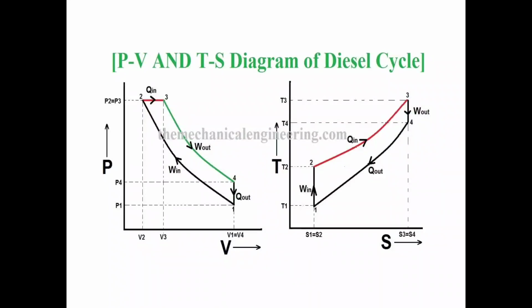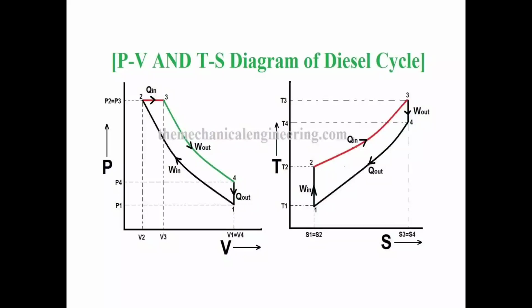In this operation, the air is compressed isentropically from condition 1 to condition 2. Heat is supplied to the compressed air from an external source at constant pressure, which is represented by the process 2 to 3. The air expands adiabatically until it reaches condition 4. The heat is rejected by the air to the external sink at constant volume until it reaches condition 1, and the cycle is repeated.